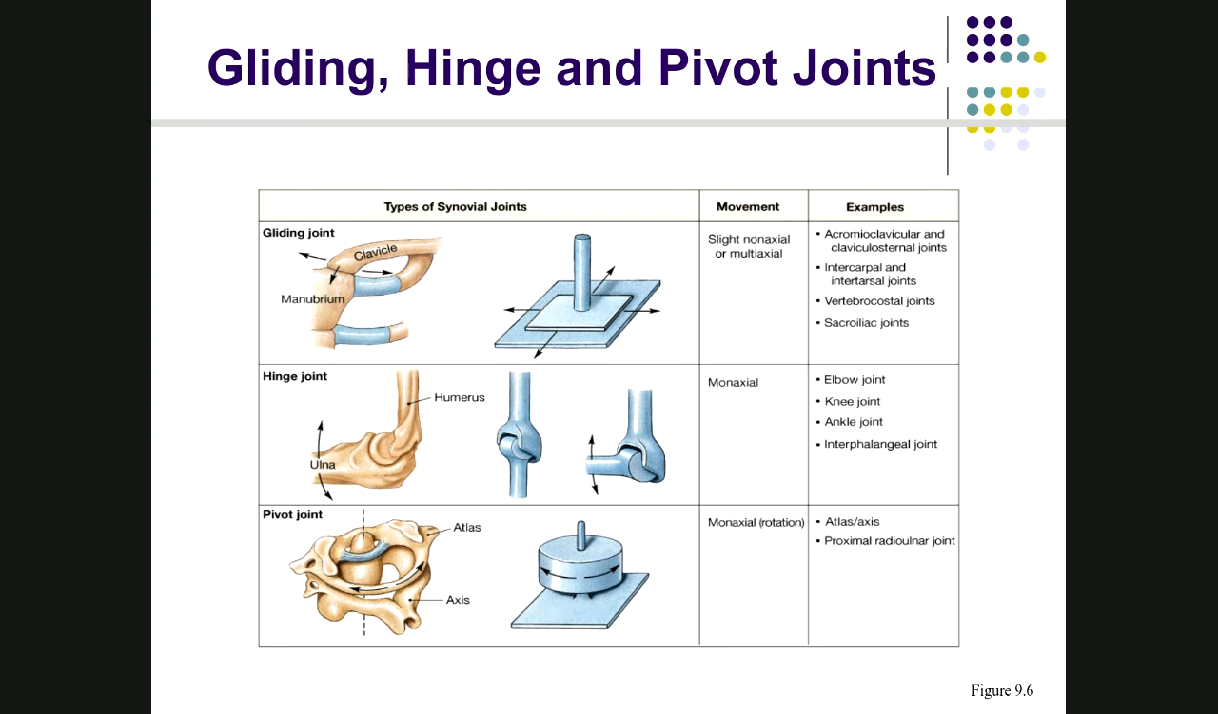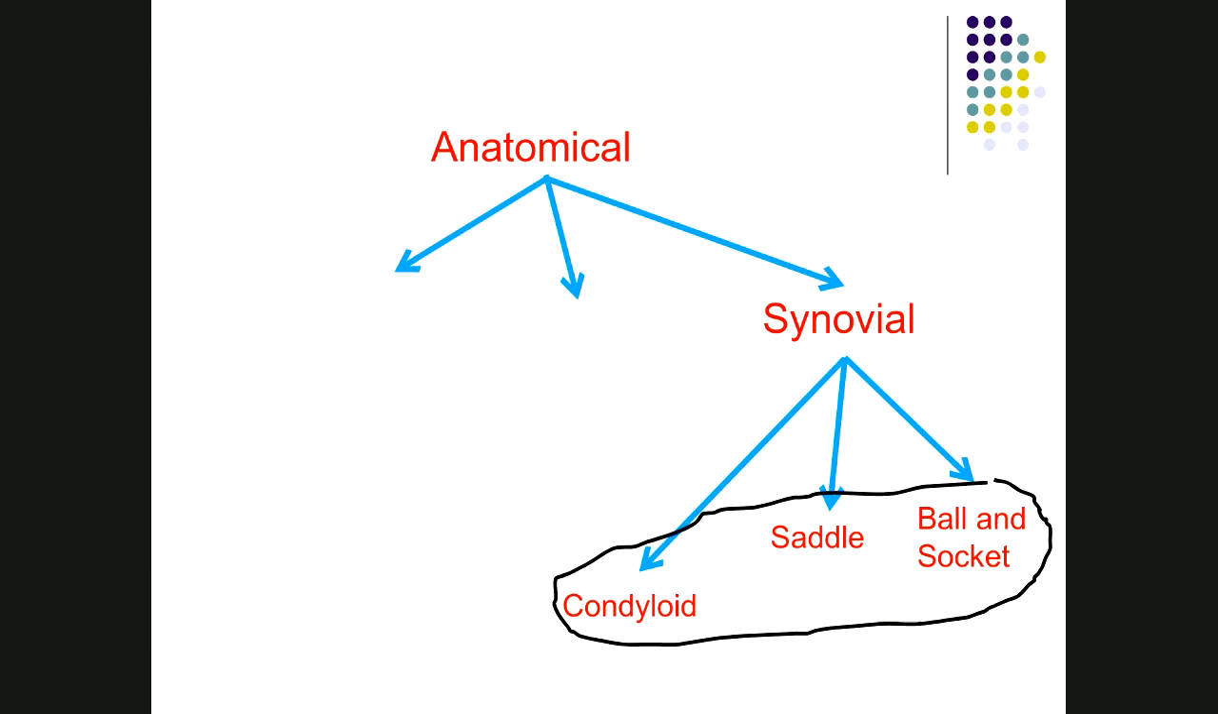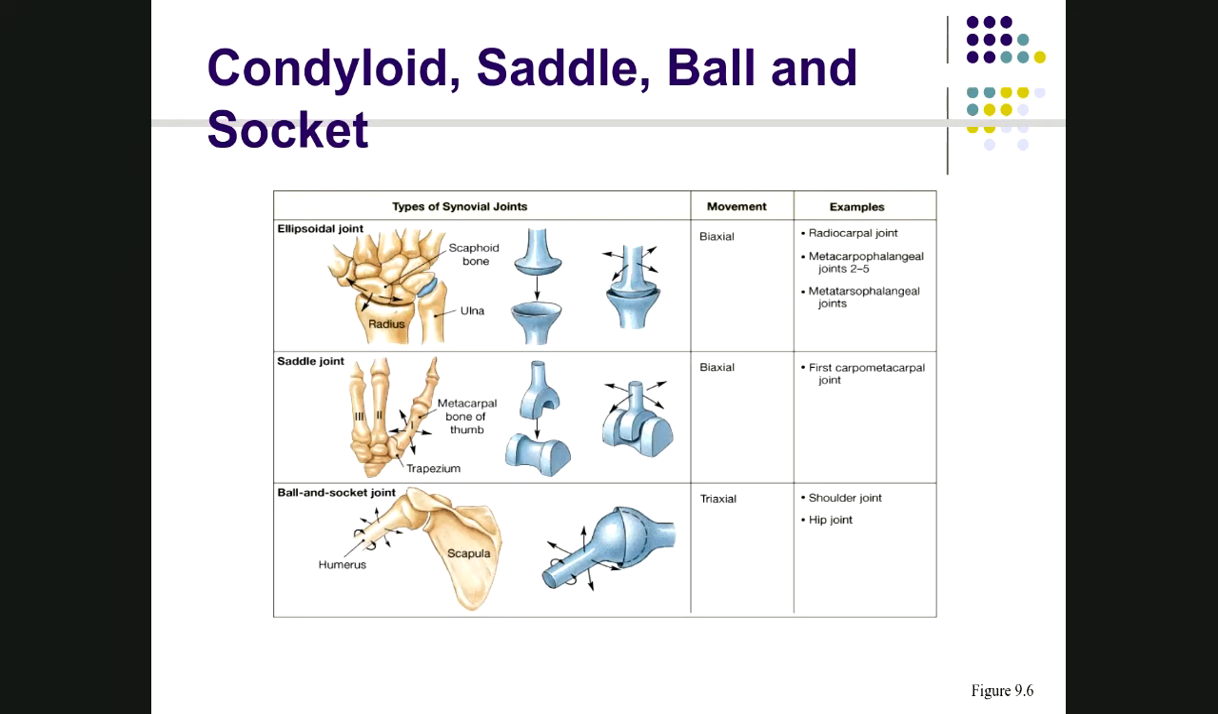Okay, let's look at these three then. So this is the condyloid, which is also called ellipsoid, the saddle, and the ball and socket. Before we talk about these, let's look at these bone shapes. If you look at a condyloid or ellipsoid, they're oval shaped. So that bone is oval, and so is this one. One is oval concave, and one is oval convex. And so you have this oval convex that fits in an oval concave.